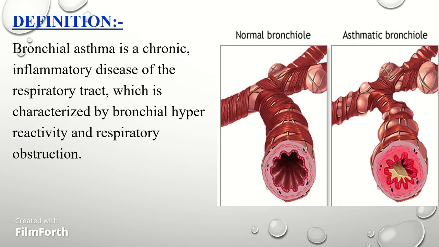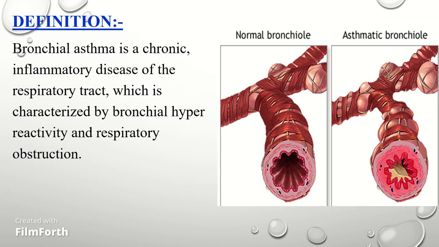Now, have a look at the definition. Bronchial asthma is a chronic inflammatory disease of the respiratory tract, which is characterized by bronchial hyperreactivity and respiratory obstruction. That means bronchial asthma is a chronic inflammatory disease characterized by airway obstruction, airway inflammation, and also increased responsiveness of the trachea and bronchi to various stimuli due to bronchospasm. Mucosal edema and thick secretions cause temporary narrowing of the bronchi and lead to dyspnea.